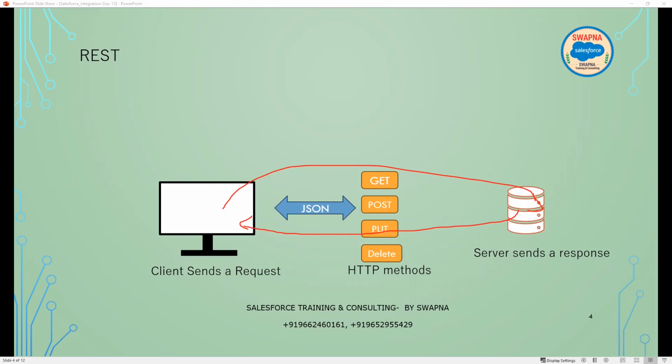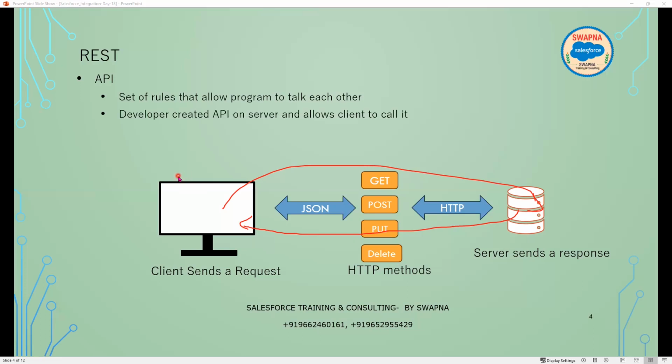We will send a request to the server using JSON, and then on the server side, we have to check the protocol, whether the token is working or not. Based on this, the server is going to respond with the details. REST is basically an API, and the API sets the rules that allow programs to talk to each other. So a developer has to create an API on the server that allows the client to call it. REST, representational state transfer, is a set of rules that developers follow when they create an API.